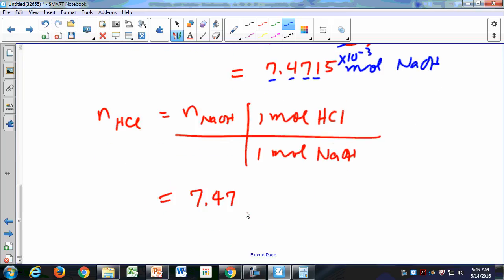So 7.4715, I can round this off now. 7.472 times 10 to the negative 3 moles of HCl.